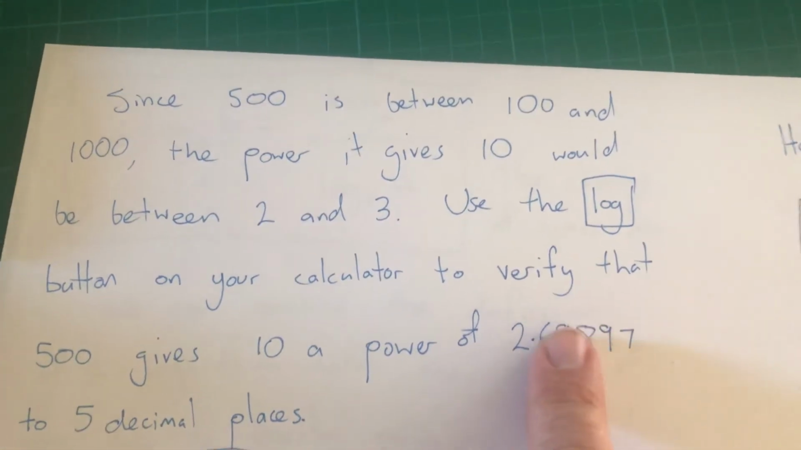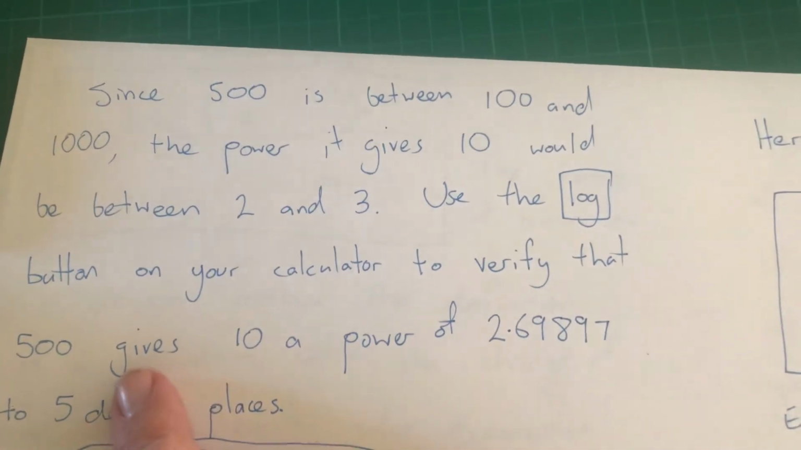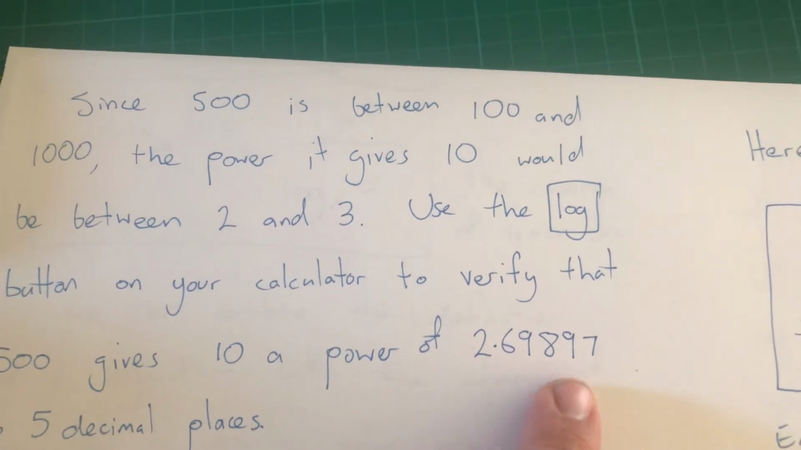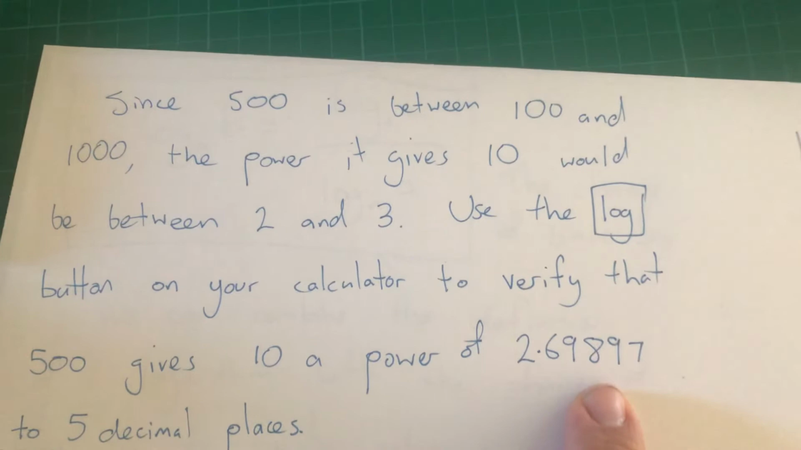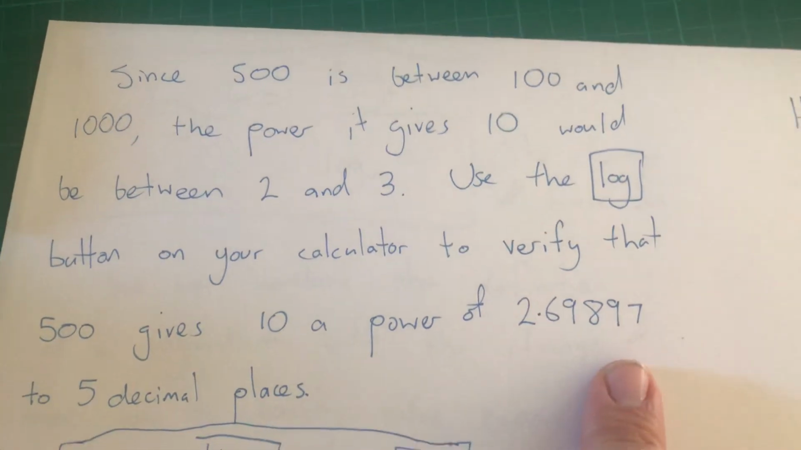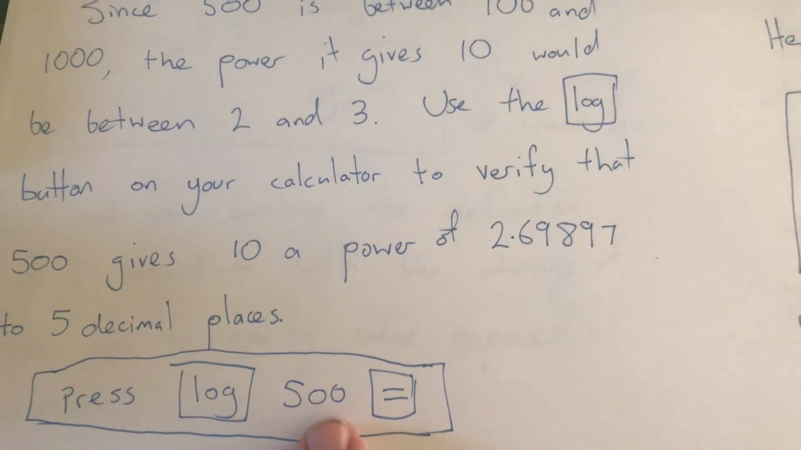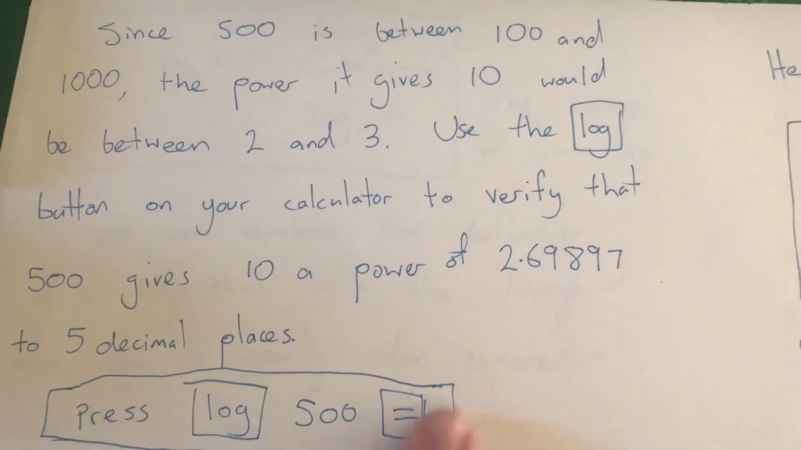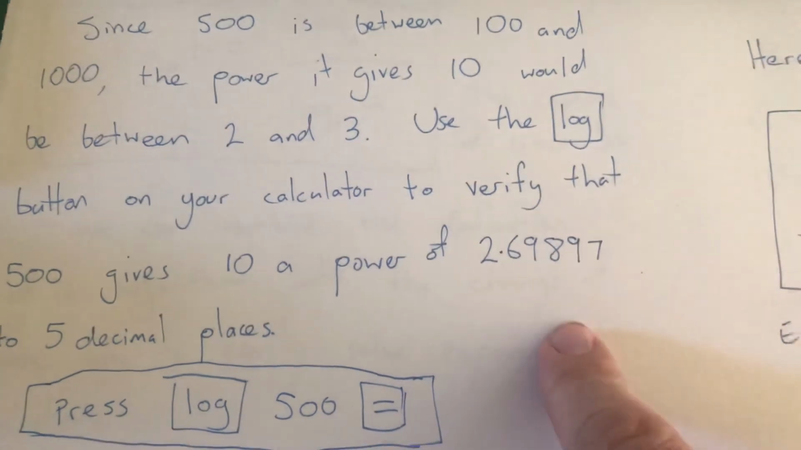I want you to use log on your calculator to show that 500 gives 10 a power of 2.69897 to 5 decimal places. Now, there's more, but I just got bored, so I stopped at 5 decimal places. So on your calculator, press log 500 equals, and you should get 2.69897 to 5 decimal places.